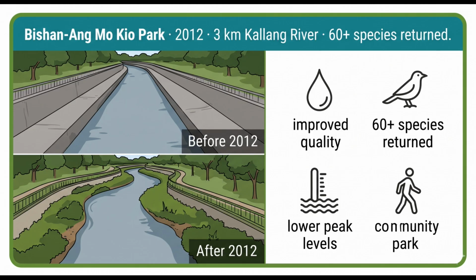For the exam, write: the Bishan Ang Mo Kio Park project, completed in 2012, naturalized the Kallang River, filtering runoff through planted banks, reducing flood risk, and increasing biodiversity from near zero to over 60 species.